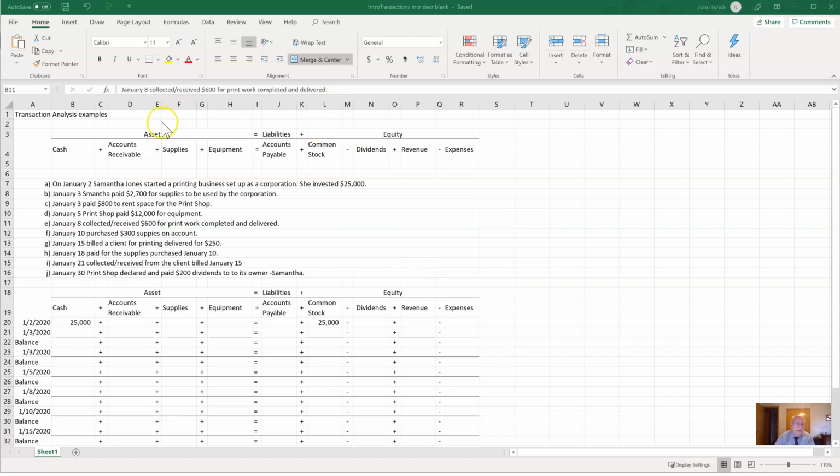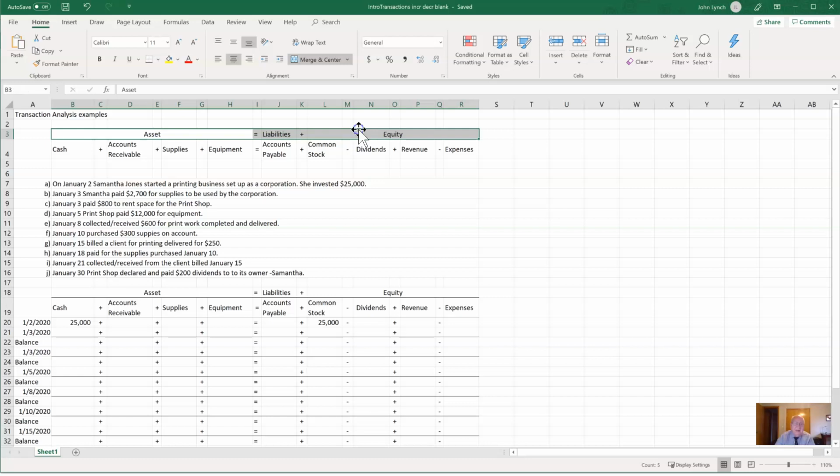I want to welcome everyone to Financial Accounting. Today we're going to cover the transactions and how they affect the various accounts. And we have the assets equal to liabilities plus owner's equity.